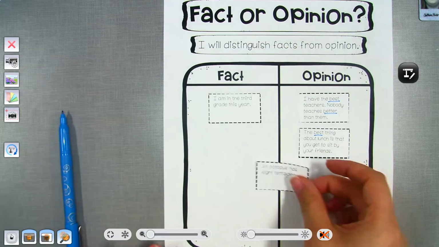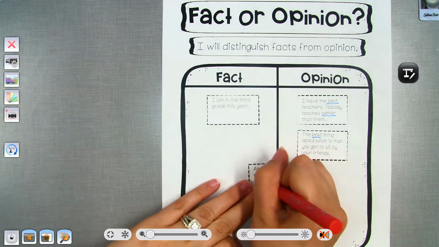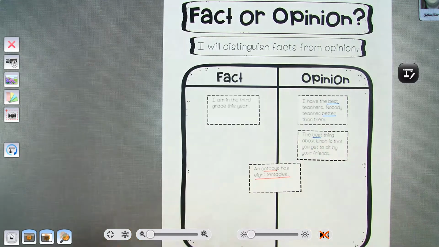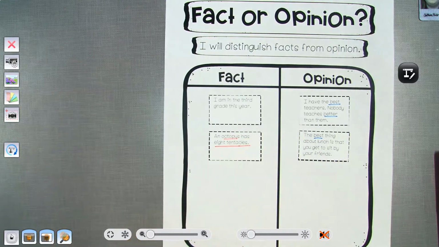An octopus has 8 tentacles. So here's my number, 8. So octopus, 8 tentacles. If I was to go look that up online, it would be a fact. Because octopuses do have 8 tentacles. So I'm going to give you some sentences. You can either write them down, and next to them, I want you to tell me if it is a fact or an opinion. You can retype them, and next to it, write fact or opinion. All right, guys.